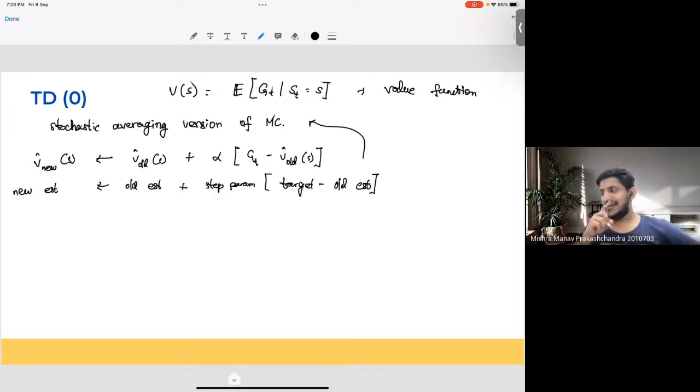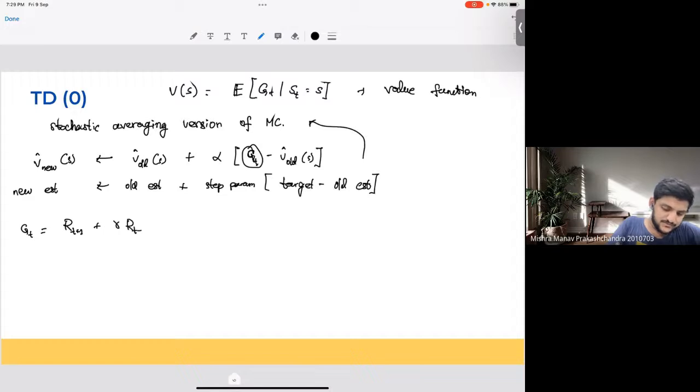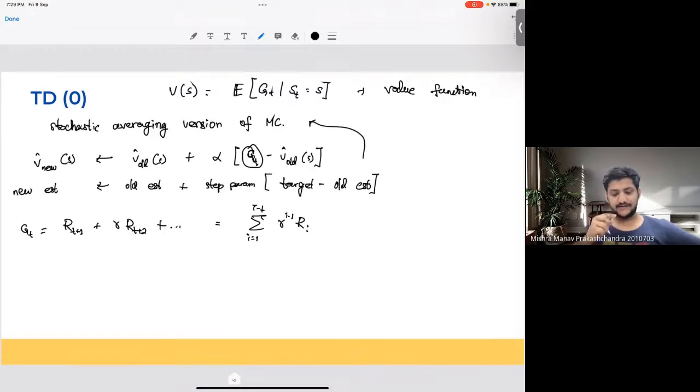Okay, so this is the main idea behind your stochastic averaging. If I look at the MC version, in MC I typically have access to this entire G_t because I draw samples till I reach the terminal state. So my G_t in the case of Monte Carlo is R_{t+1} plus gamma R_{t+2} plus and so on. Okay, so this is my Monte Carlo return.